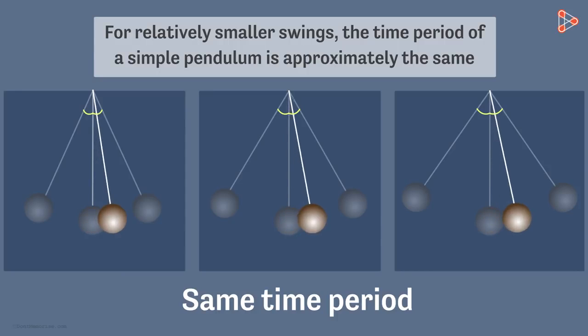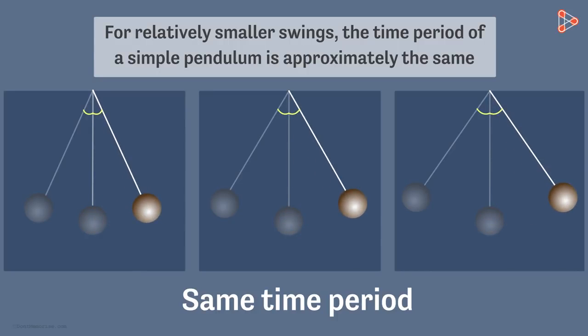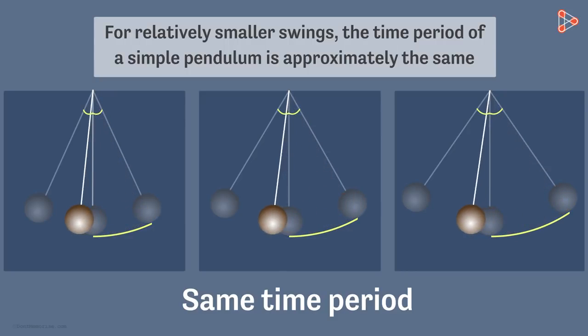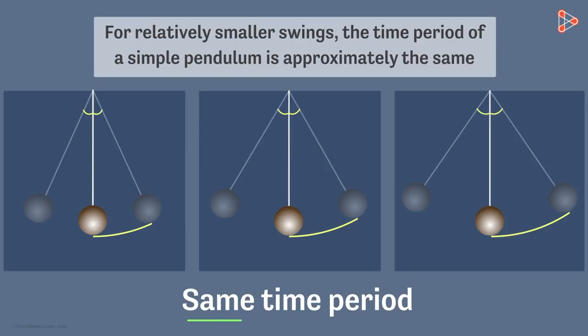Say all 3 move to the right first. You can tell from the angle that this displacement is slightly more than this one and this displacement is more than this one. After this, they all move to the left. And guess what? They come back to their mean positions together at the same time. This tells us that the time it will take to complete one oscillation will be the same in all the cases. As I told you, this property was first found out by Galileo.